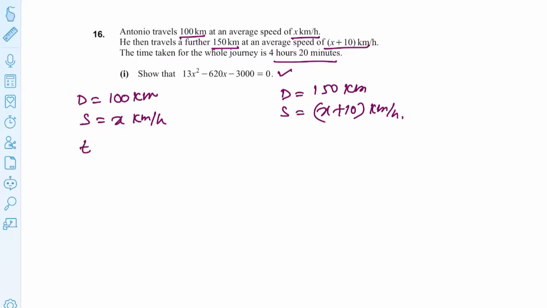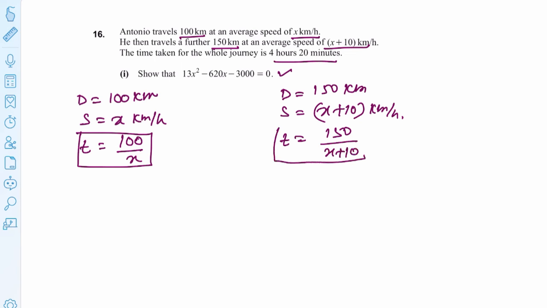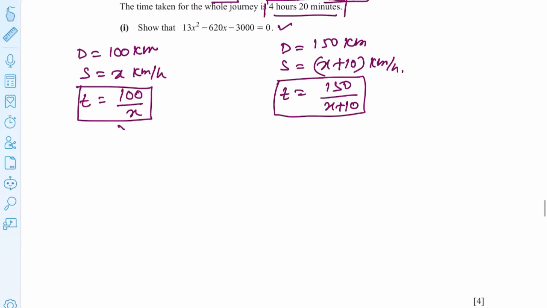Now what is the time? So time equals to distance over speed. So time for this case will be 100 over x, and for this the time will be 150 over x plus 10. So distance over speed, right? So total time is given 4 hours 20 minutes. So what does it mean? So this time plus this time, so 100 over x plus 150 over x plus 10, that equals to 4 hours 20 minutes.